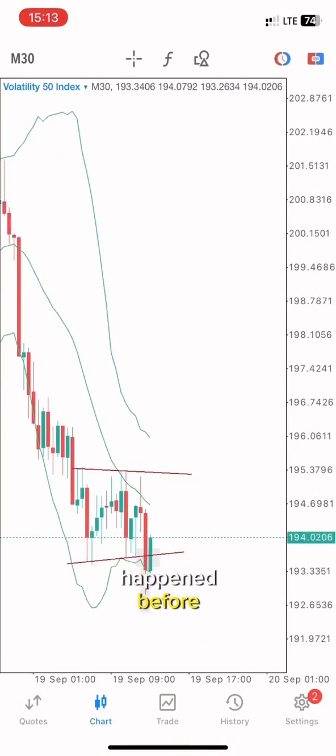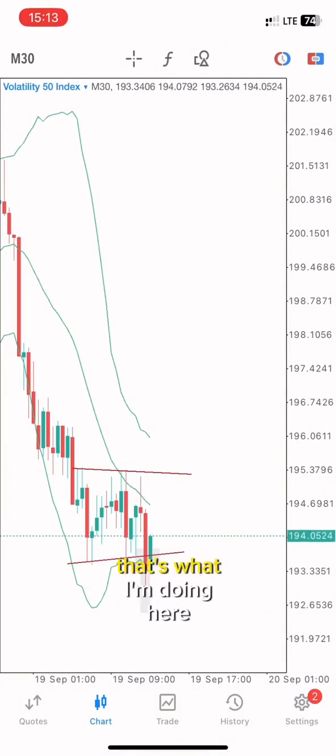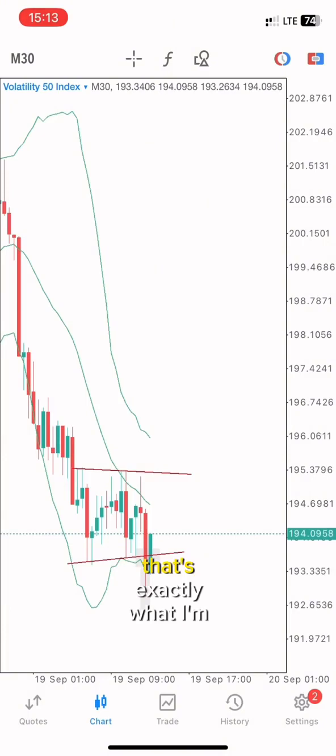This happened before, you have seen it, and now it's happening again. I'm just merely trading the same patterns over and over again. That's exactly what I'm doing here.